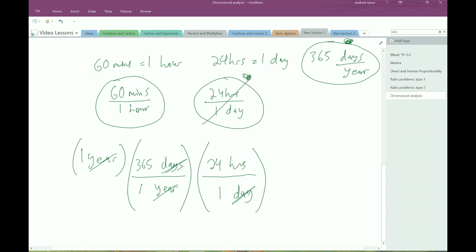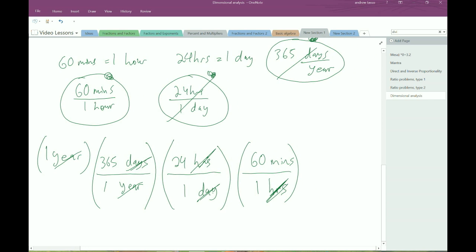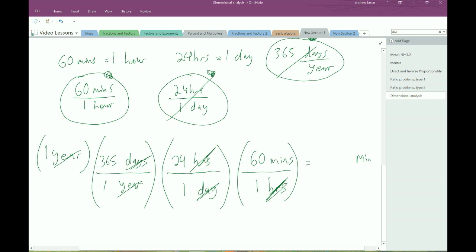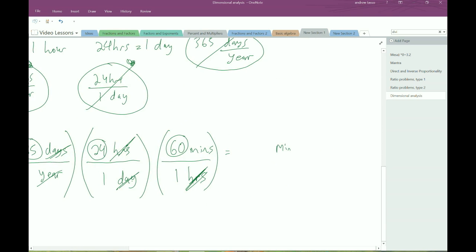Next up, we have to get rid of hours, right? So to do so, we have to put hours down here. And we're going to need to use this one, right? So 1 hour, 60 minutes. So this will cause the hours to cancel out, and we'll have our unit correct, which is minutes. And we just have to multiply these numbers together, 365, 24, and 60. 525,600. That's how many minutes there are in 1 year.